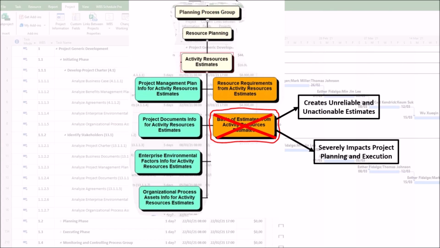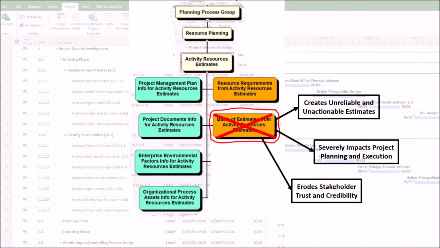Third, you face ineffective procurement. If you need to procure resources, such as contractors and equipment, a poor basis of estimates leads to flawed requests for proposals and contracts. You might contract for the wrong type of resource or an insufficient quantity, leading to disputes and delays.